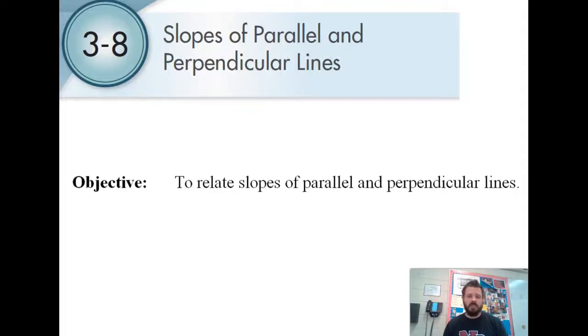Today we're going to finish up Chapter 3 and kind of bring things full circle for you in this chapter. Now, we started off talking about parallel and perpendicular lines. The last thing we talked about was equations of lines in a coordinate system. Today we're going to bring those together and talk about equations of parallel and perpendicular lines in the coordinate system, specifically the slopes of parallel and perpendicular lines. Objective: to relate slopes of parallel and perpendicular lines. Let's get going with that.